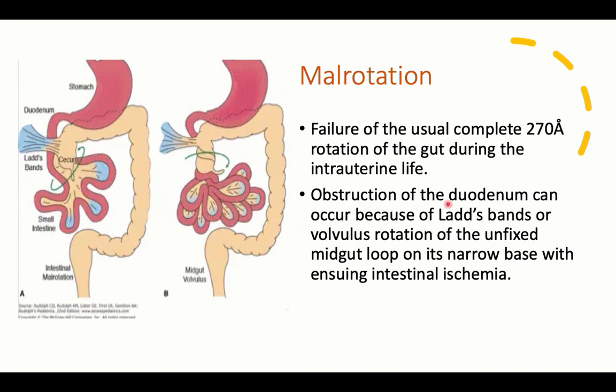So obstruction of the duodenum can occur because of Ladd's bands. Volvulus also is a complication, due to the unfixed mid-gut loop rotating on its narrow base, with ensuing intestinal ischemia.